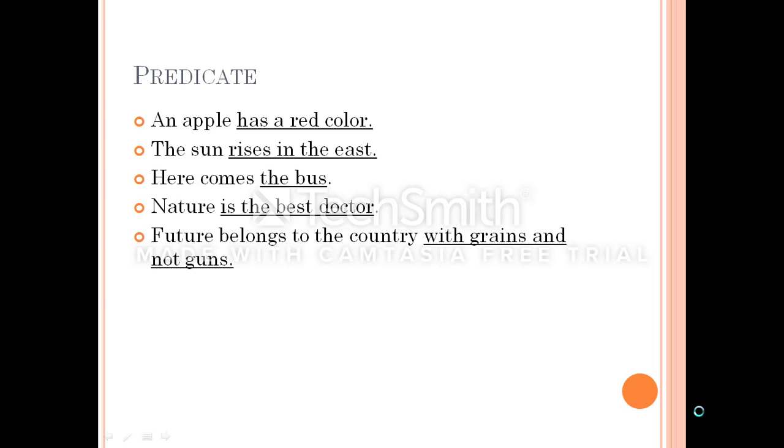In the next sentence, of course, what important information I'm giving about the bus? That it is coming. Next, nature is the best doctor. So the important information is that it is the best doctor amongst many. And now, lastly, future belongs to the country with grains and not guns. So here, the predicate, the important information that you are giving about a country is that it should have grains and not guns.